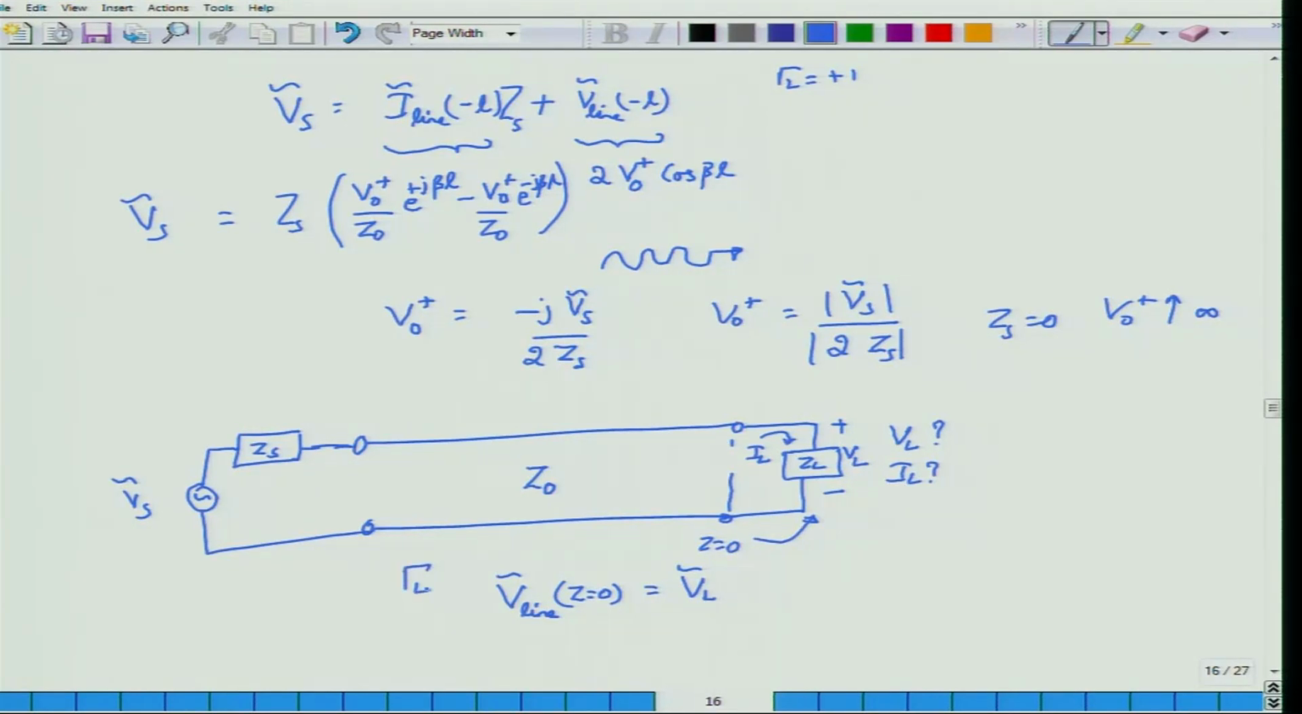Of course, that I can find out because ZL is known, Z0 is known, but this will also involve the constant V0 plus, which you need to find out, and the solution is not the same as this one. This was a special case of solution where gamma L was equal to plus 1. In the general case where gamma L is not equal to plus 1, this V0 plus will also not be the same as here.